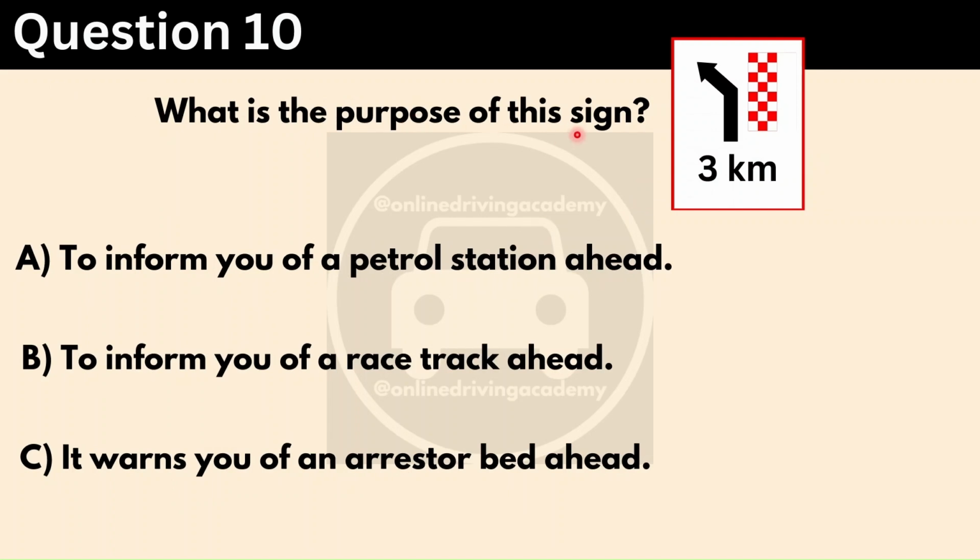Question 10. What is the purpose of this sign? Now we can see this is a rectangular shaped sign, with a red border and a white background. Now we can see there are small red and white squares there. There's an arrow pointing towards the left hand side and it says 3 kilometers, right? Now remember these red and white squares, that's actually a road marking, right? Is it option A, to inform you of a petrol station ahead? Is it option B, to inform you of a racetrack ahead? Or is it option C, it warns you of an arrestor bed ahead? Now the correct answer here would be option C. This sign will warn you of an arrestor bed ahead.